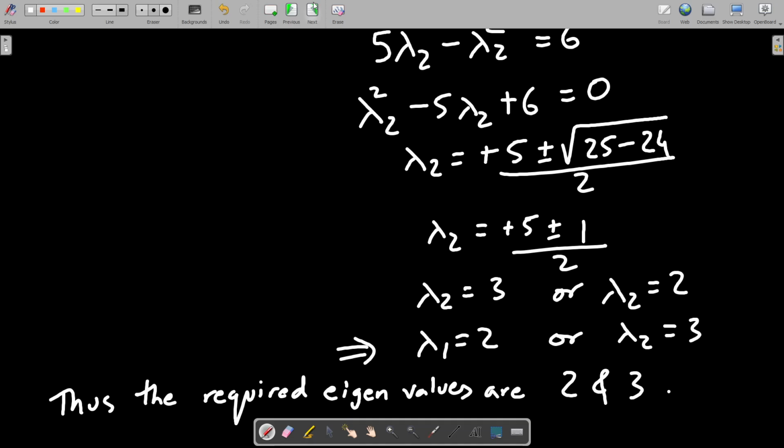Okay, so write down the solution. Let's move on to the next subtopic here. Okay, diagonalization of a matrix.